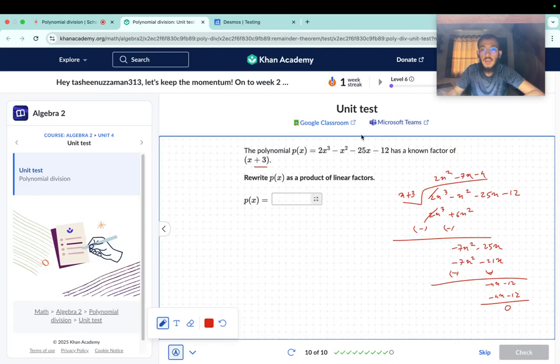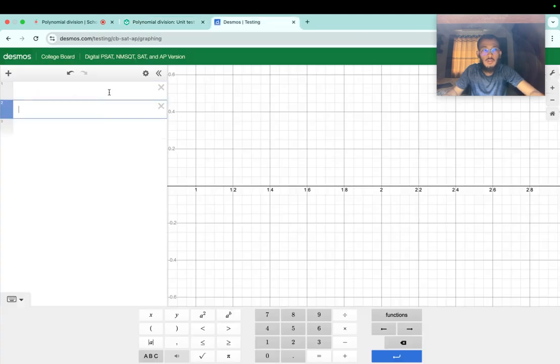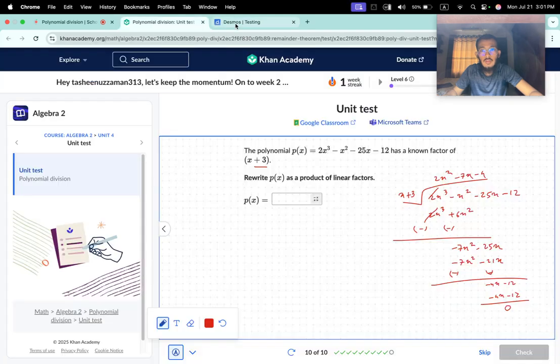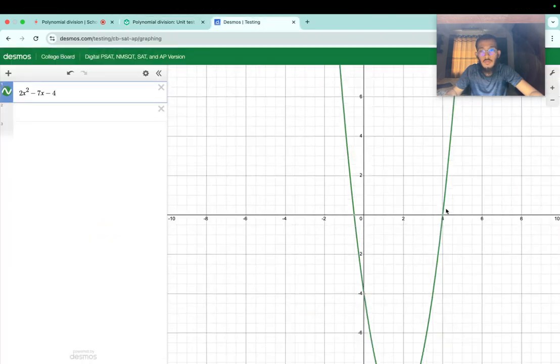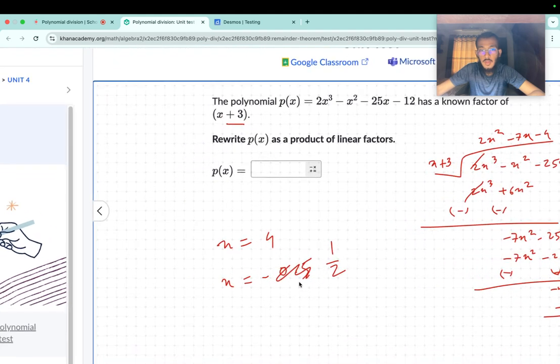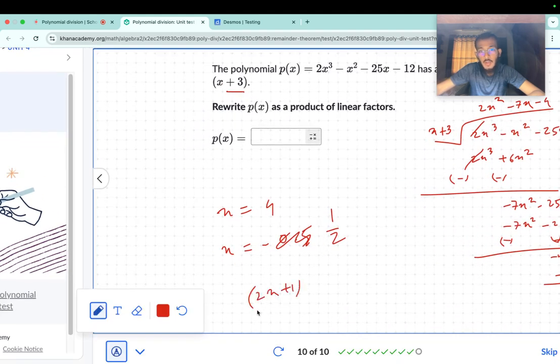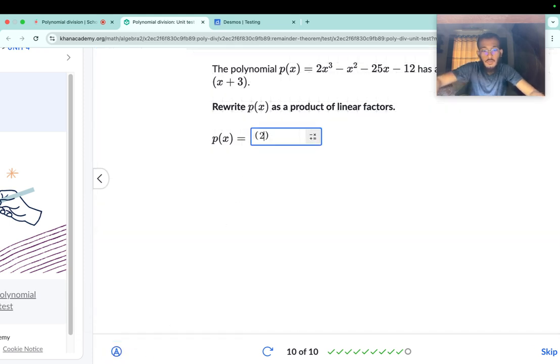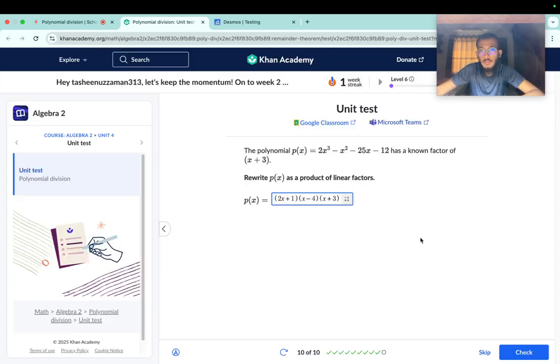So the quotient is 2x squared minus 7x minus 4. It gives us roots 4 and negative half, so x equals 4 and x equals negative half. I can write this like this: 2x plus 1 and x minus 4 are the factors. So 2x plus 1, x minus 4, and we have x plus 3, the known factor. So this is our answer.